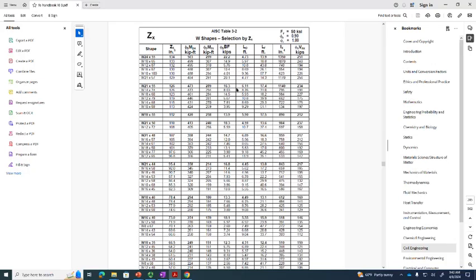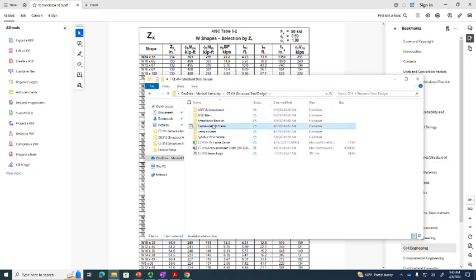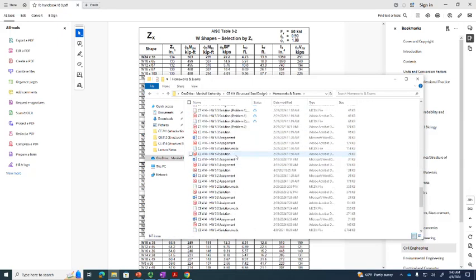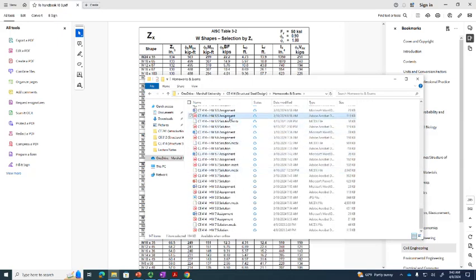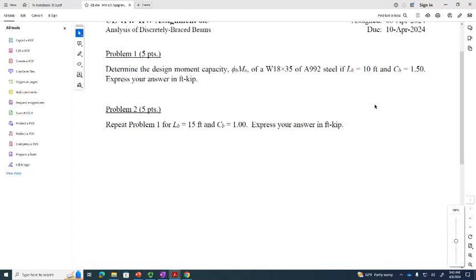Everybody good? All right, so what I'm going to do for your homework assignment tonight is I'm giving you a beam. Let me pull this up. 6.5. Okay. So what I'm going to do is I'm going to give you a problem. I'm giving you a W18x35. I'm going to have you analyze the beam.